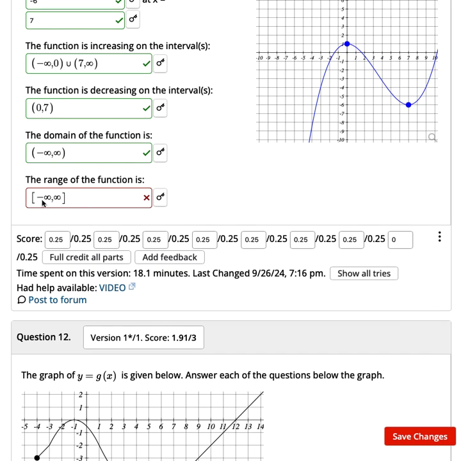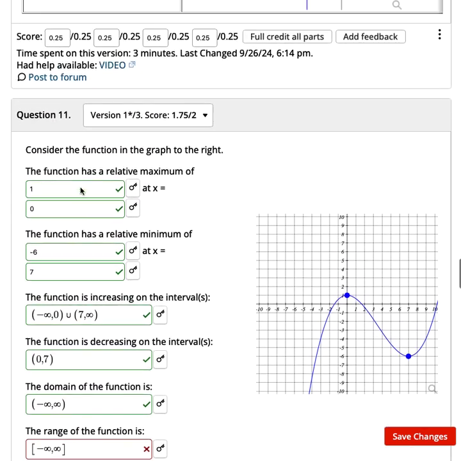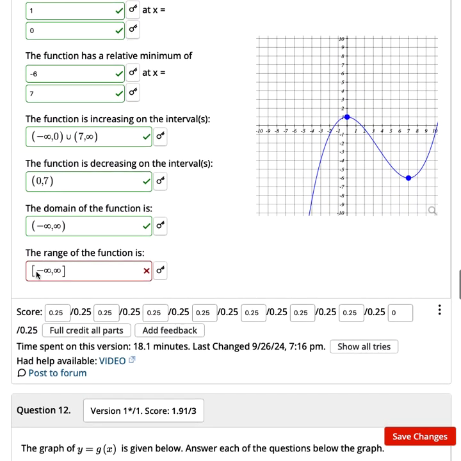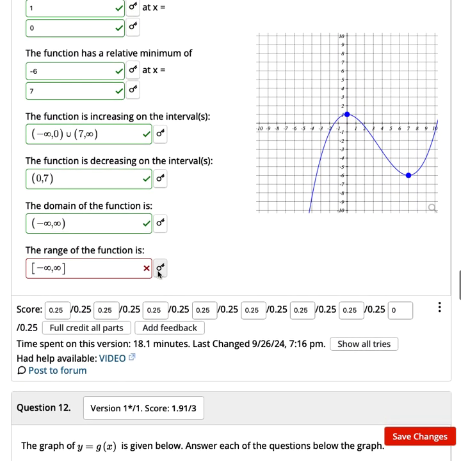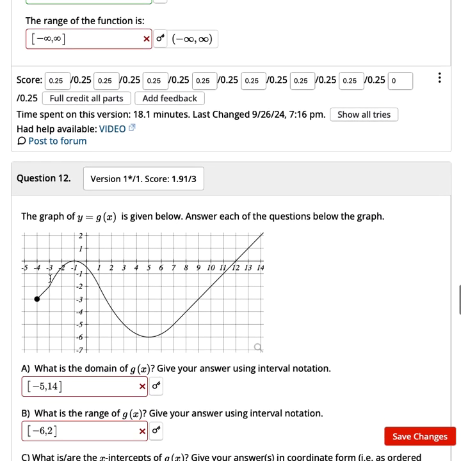Just while I'm right here, I just noticed this. So when you're using infinities, it always, so this was number 11, the last part of that. The range is right, but for infinity, you're always going to use the parentheses, so that's the only thing you need to fix up there.